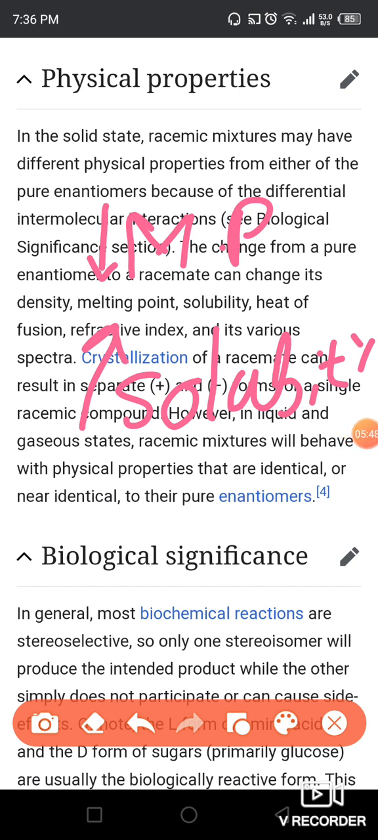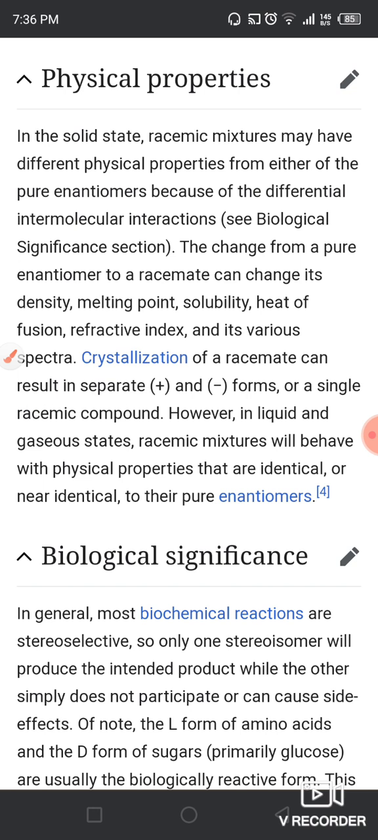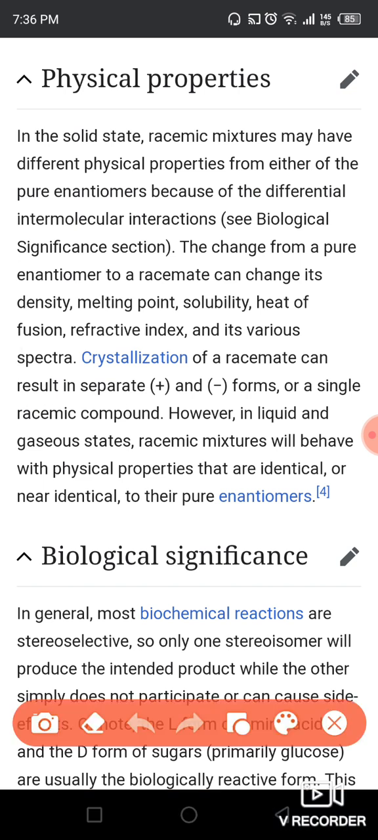Okay, sorry for the bad writing, but you have to see it. So these two physical properties are changing due to the formation of a racemic mixture. I hope you will understand this concept. So another thing written here is that crystallization can separate the positive and negative forms out. So this is dealing with how we can separate them.